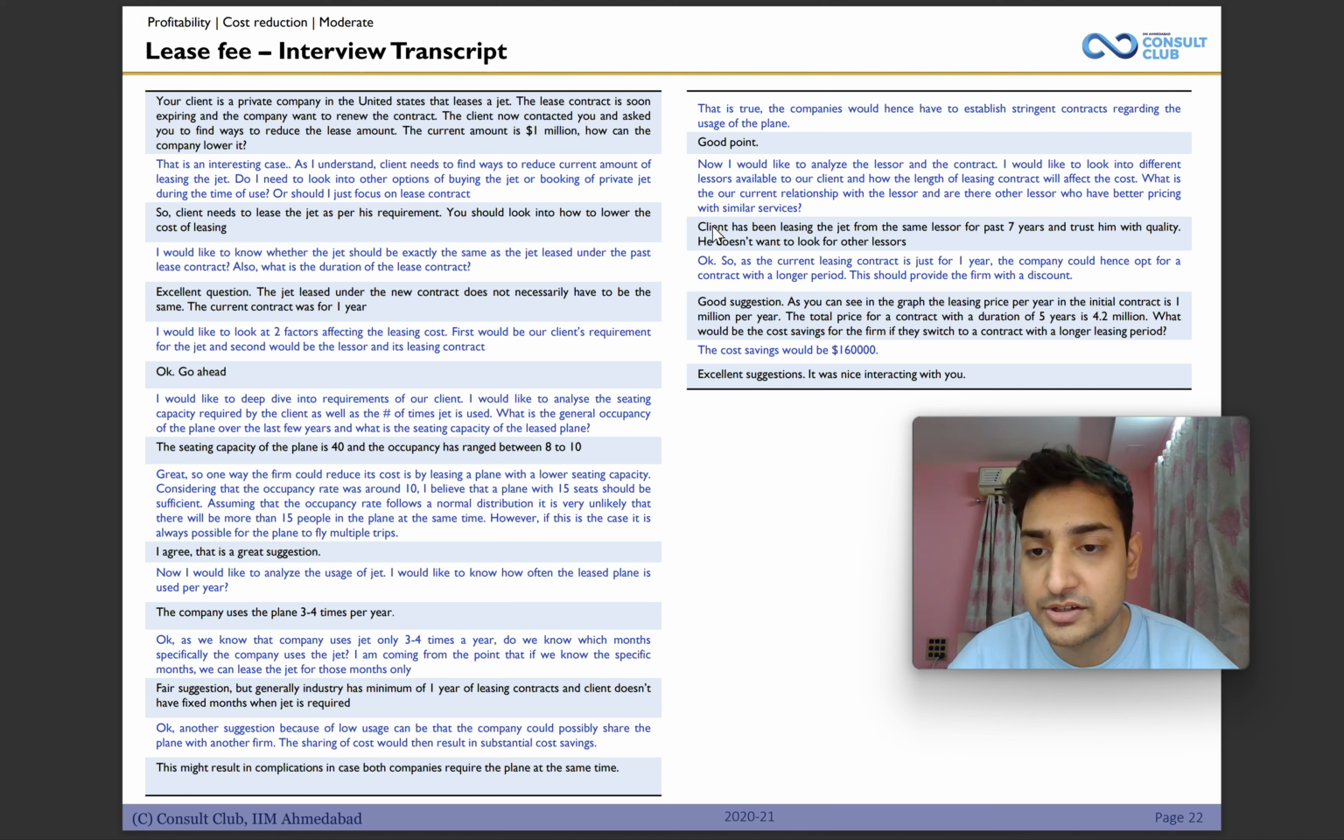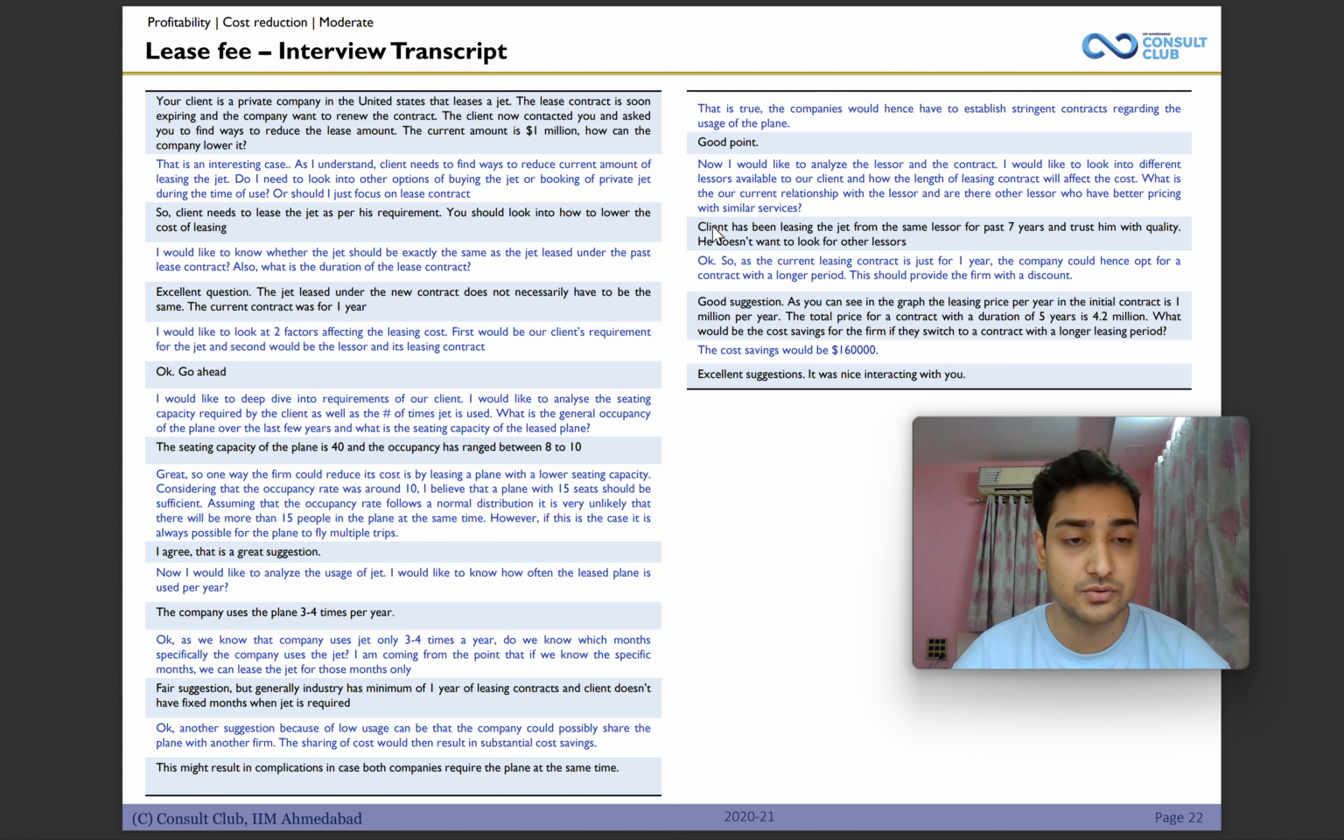The company uses the plane 3 to 4 times per year. Okay, as we know that the company uses the jet only 3 to 4 times a year, do we know which months specifically the company uses the jet? I'm coming from the point that if we know the specific months, we can lease the jet for those months only. So pretty interesting approach.